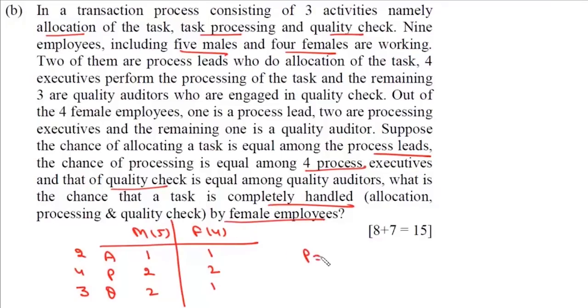Now for this, required probability will be auditor has to be female. Here we have 2 people, out of which 1 is female. So this probability will be 1 by 2 into. Now for the second one, this probability will be simply 2 by 4, which again is 1 by 2, and for quality it is 1 by 3. And the process of choosing an employee across any process is independent. So this required probability is simply 1 by 12.